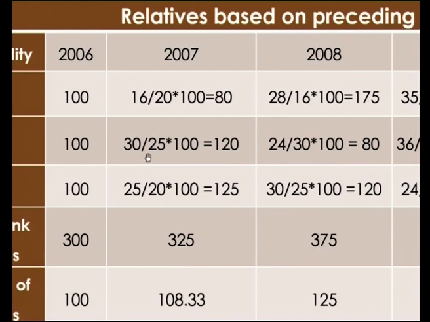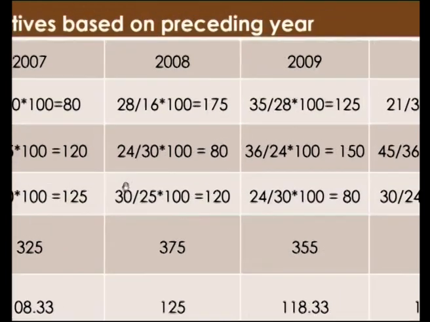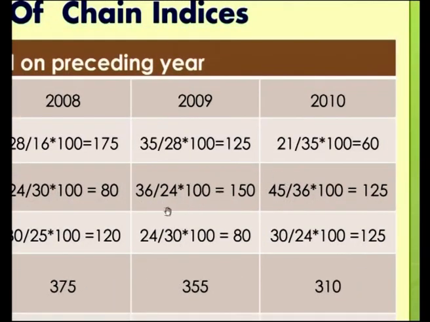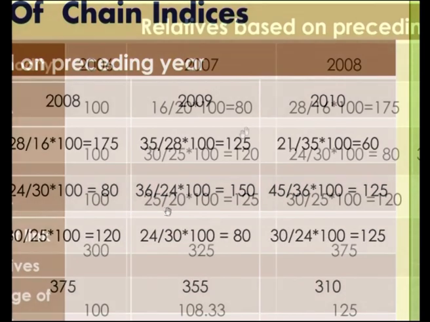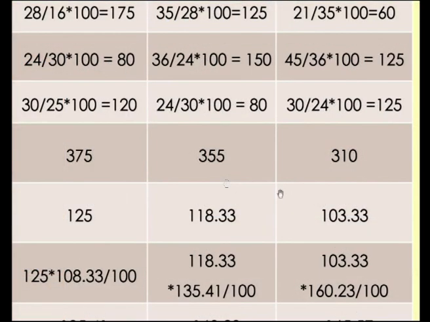Likewise, the values for 2007 are calculated for commodity B, and the values for 2007 are calculated for commodity C. Likewise, all the values are calculated up to 2010. Then the total of the link relatives, that is 80 plus 120 plus 125, gives you 325, and similarly the total here comes to be equal to 300. Likewise, for the years 2008, 2009 and 2010, the totals are calculated.